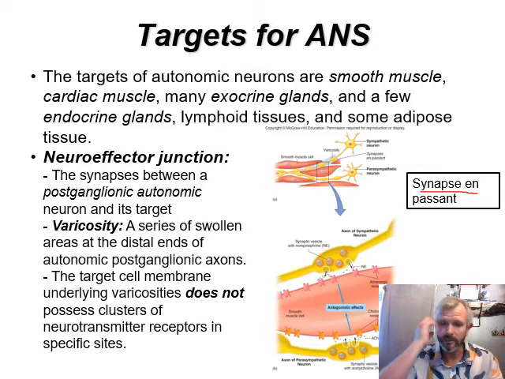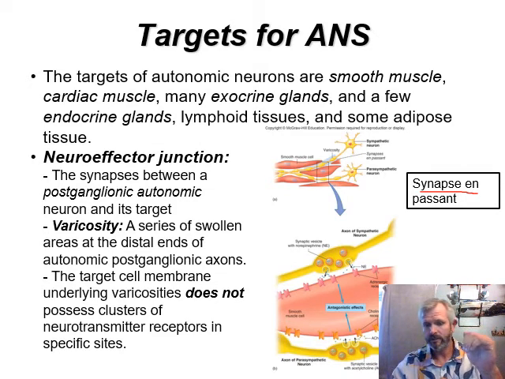The release is going to be very similar in that we get an action potential coming down, causing voltage-gated calcium channels to open and calcium to move in, and that's going to elicit the exocytosis of the neurotransmitters here at the varicosities.